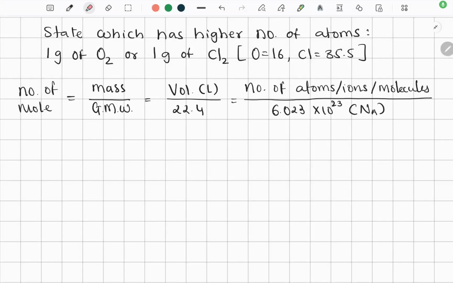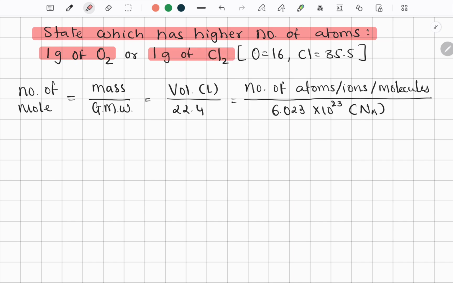Try to solve this question. In this question it's been asked to state which has a higher number of atoms, 1 gram of oxygen or 1 gram of chlorine. The gram atomic masses of oxygen and chlorine are given, which are 16 and 35.5.